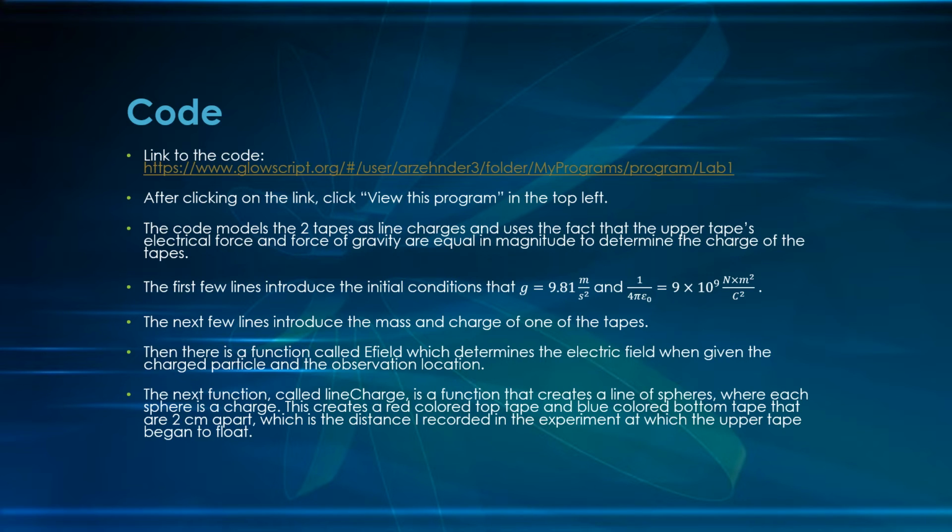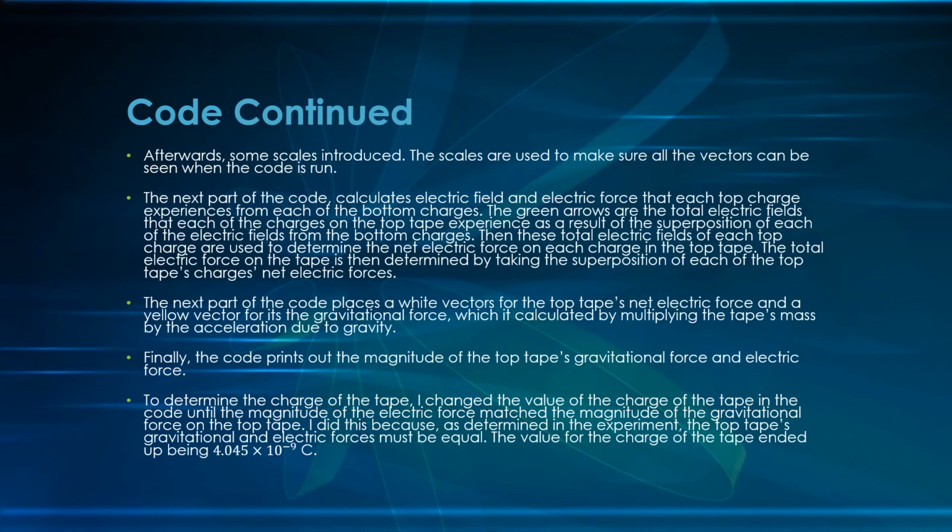The first few lines of the code introduce the initial conditions as shown on the slide, and the next few lines introduce the mass and charge of one of the tapes. Then, the E-field function determines the electric field given a charged particle and the observation location. And next, the line charge function creates 2 lines of spheres 2 centimeters apart, which models the experiment when the top tape began to float. Then, some scales are introduced to ensure all vectors can be seen.